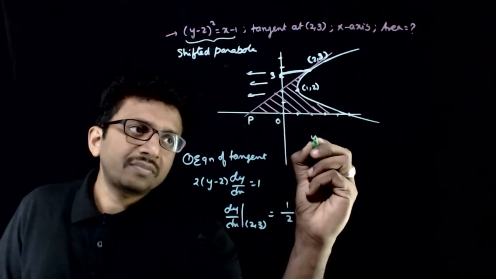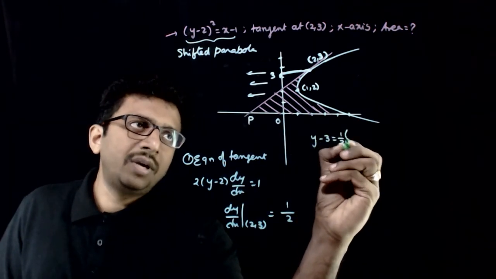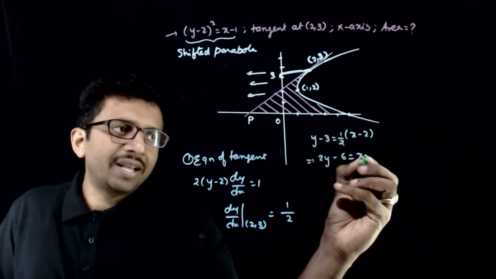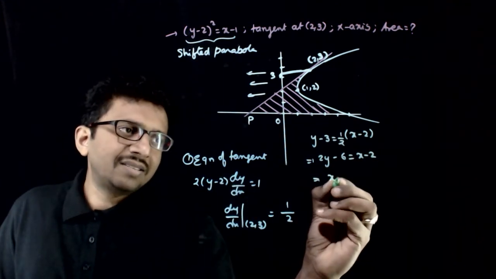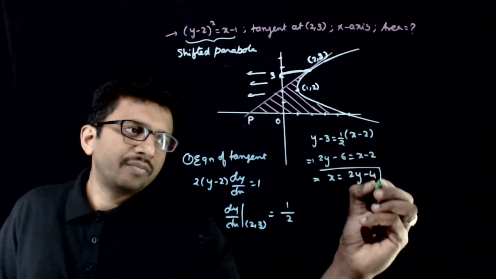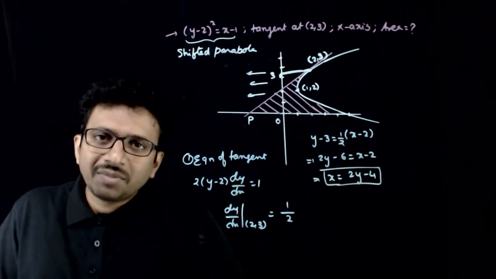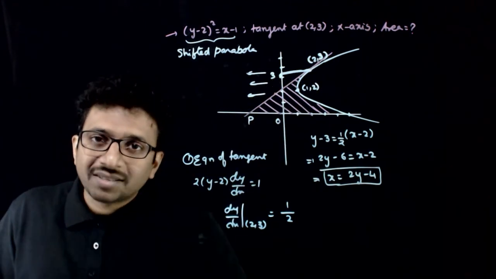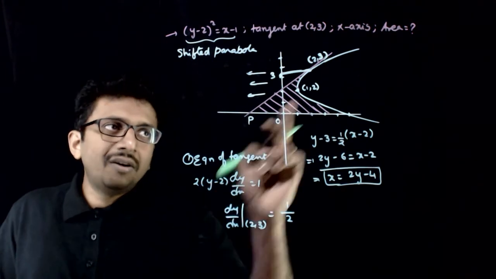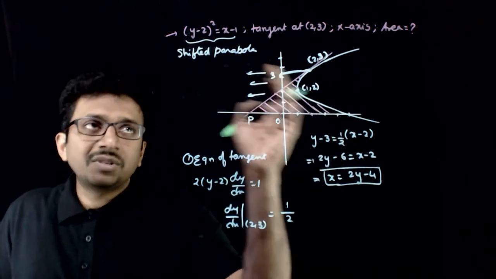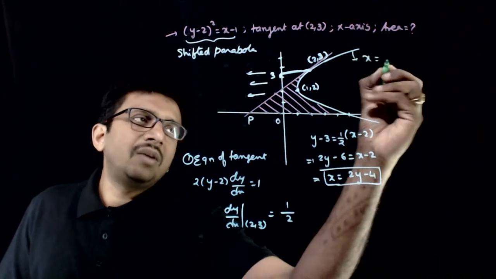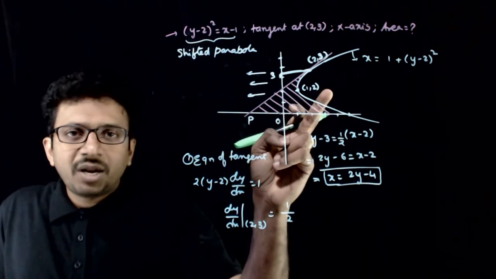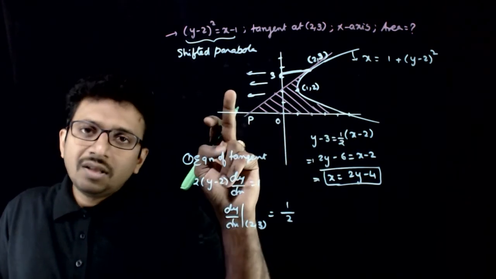So what is the equation? y − 3 = (1/2)(x − 2). So you have 2y − 6 = x − 2. This implies x = 2y − 4. I am writing this in terms of x equals something because I am planning on doing the integration with respect to y. Now I'll change the parabola equation also in terms of x equals something. So this is x = 1 + (y − 2)². So I have the parabola equation and the line equation both in terms of x.